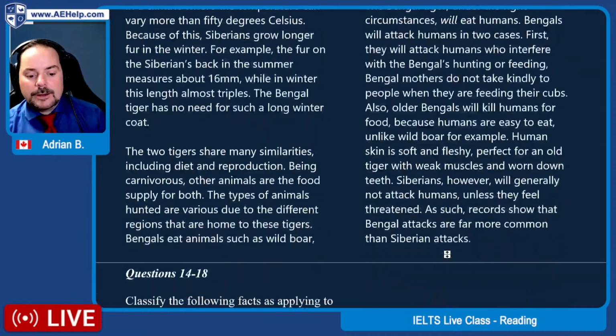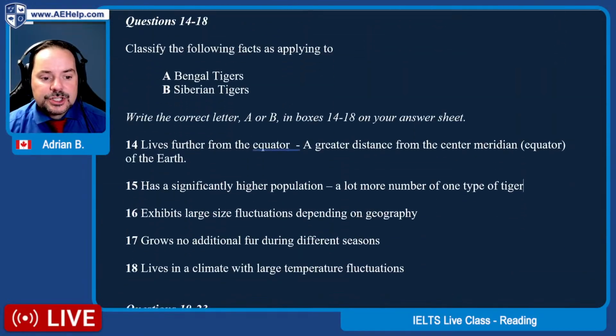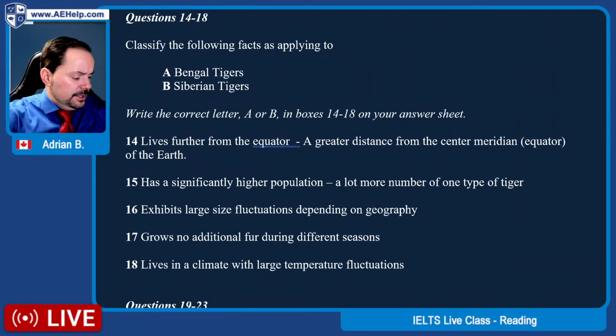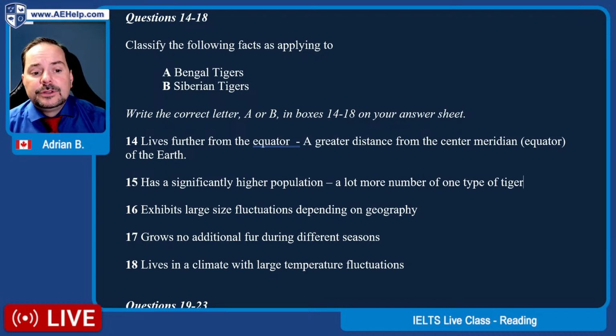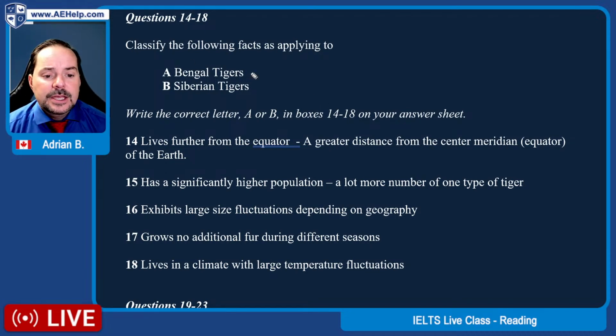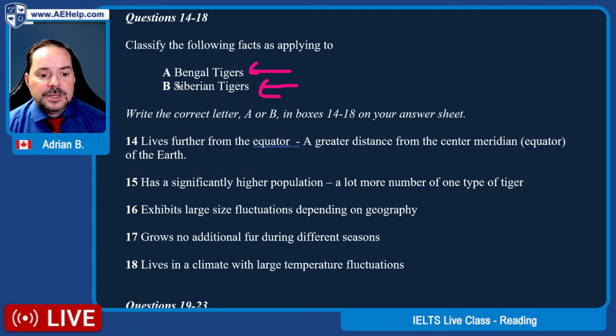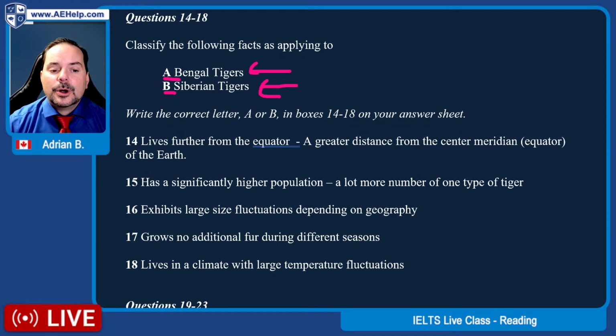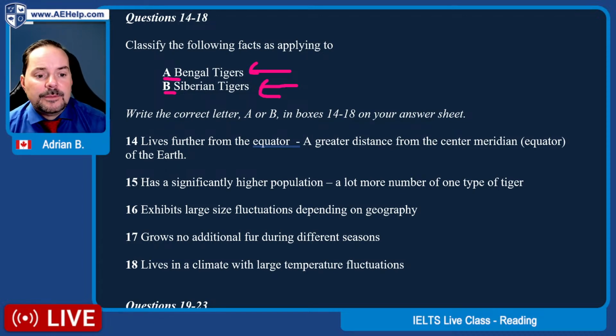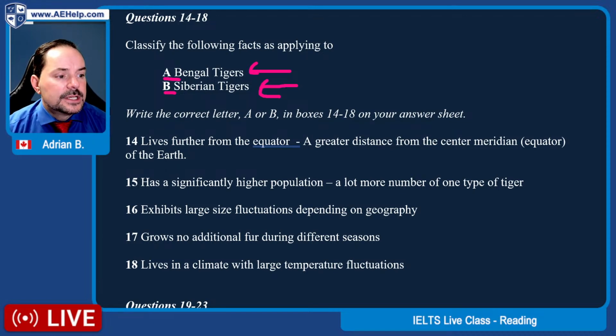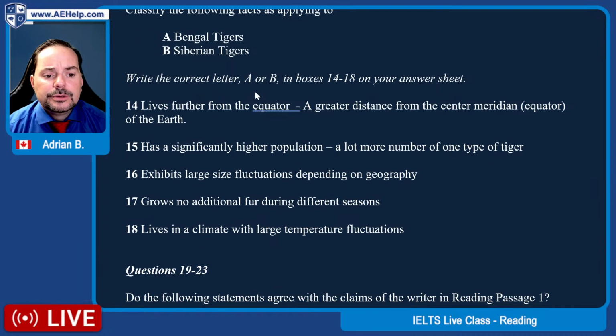So let's take a look at the questions now. Here, basically, we have the two types of tigers, right? A is Bengal tigers and B is Siberian tigers. Be careful because A is a B there and B is an S there. So we have Bengals and Siberians. So let's go through these again.